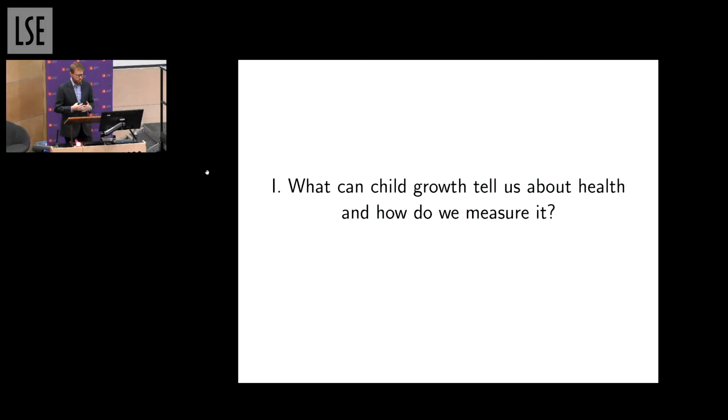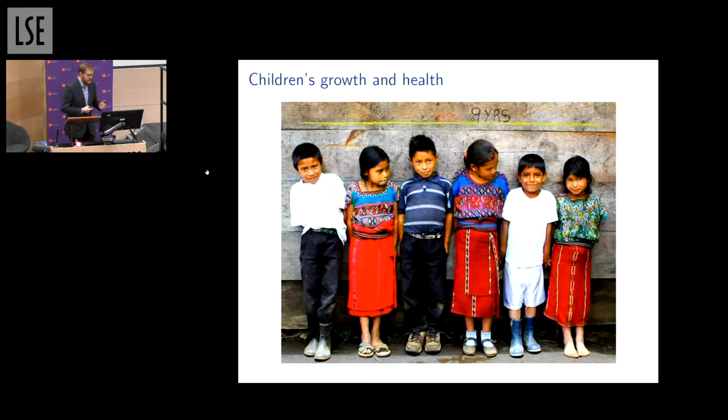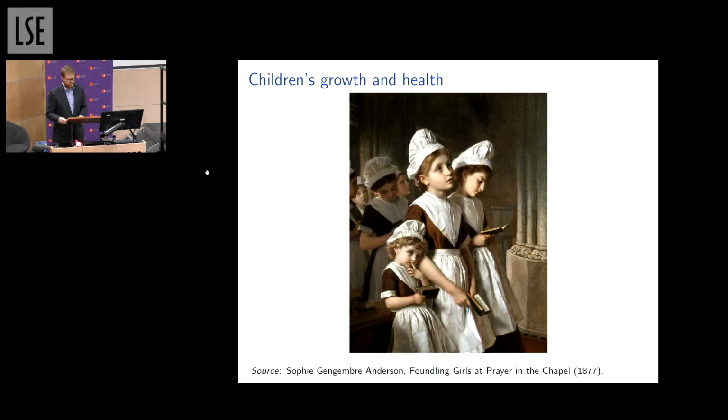Beginning with what child growth can tell us about health and how we measure it. I started with this image, which is the typical image we would think of for a stunted or malnourished child. These children are from the global south. They're children of color. These are the people we think about when we think about malnourishment. But I actually don't want to use these children to explain the biology of child health. I want to use these children.